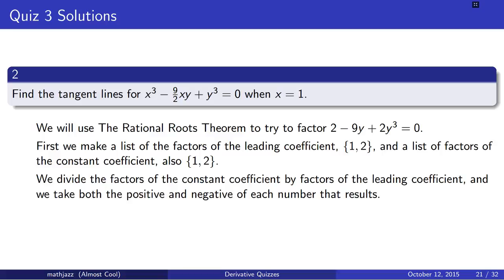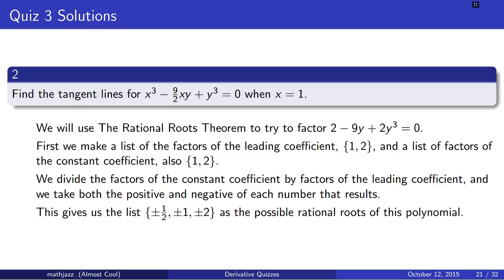We divide the factors of the constant term by the factors of the leading coefficient, and we take both the positive and negative values for each of these numbers. So we get the list plus or minus 1/2, plus or minus 1, and plus or minus 2 as the possible rational roots of this polynomial.